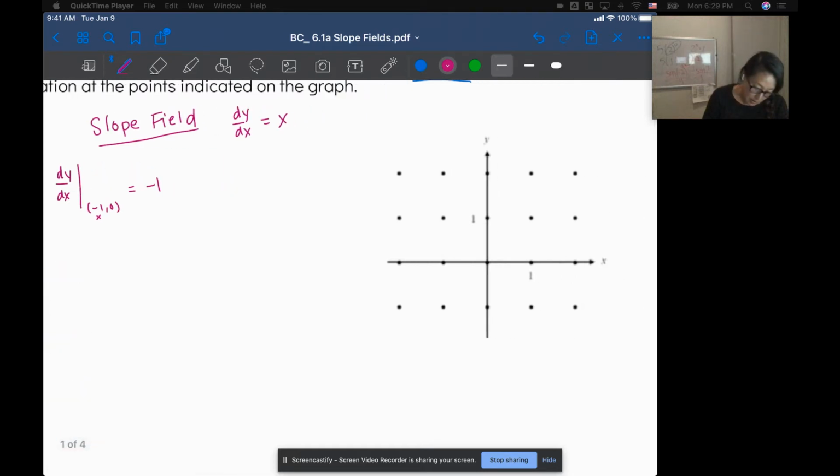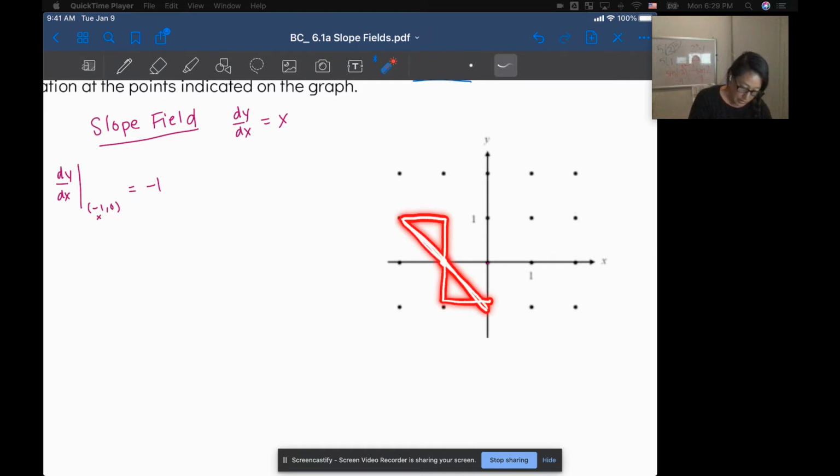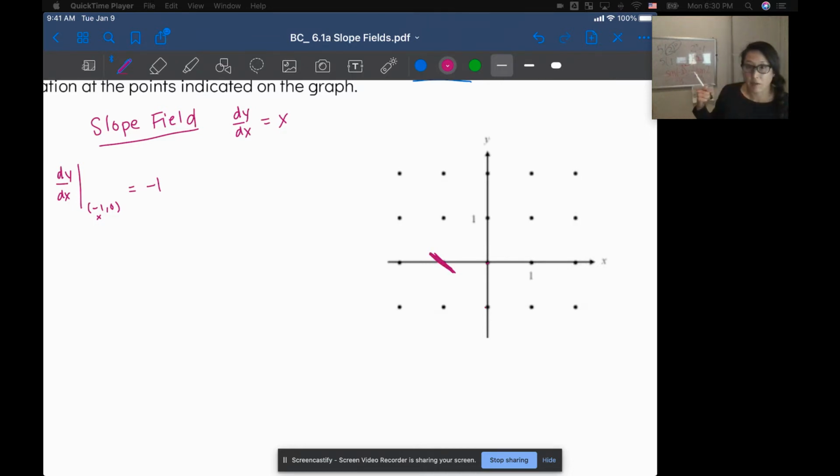I graph that on my slope field, so I go to (-1, 0), and oh, I did that wrong. (-1, 0), and I look at where, if I were to draw a line, how would I draw the slope? I see that if my point is right here, I'd go up one to the left and down one to the right. So it would need to connect across like this. So I'm aiming to connect those two dots right there. So I'm going to draw a little part of my line with a slope of -1, okay?